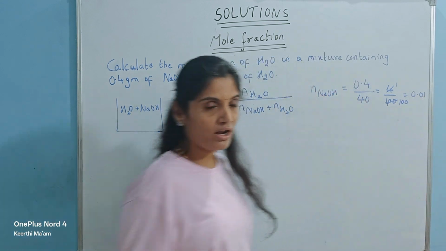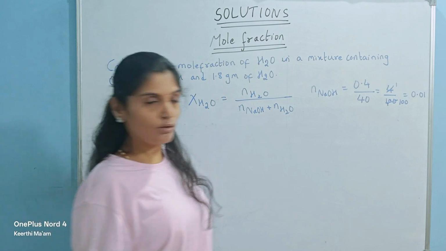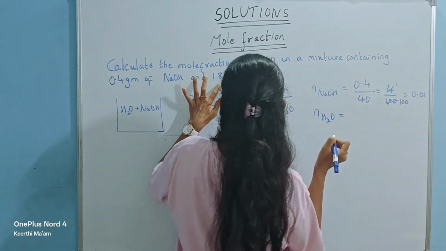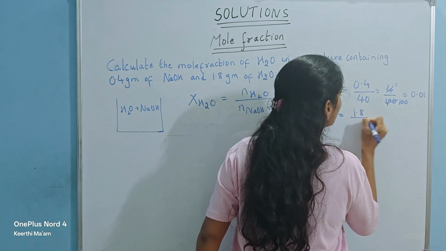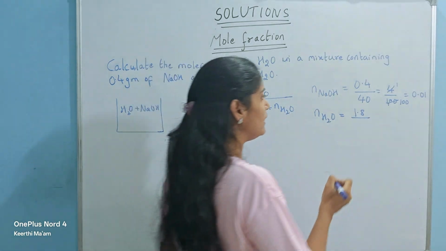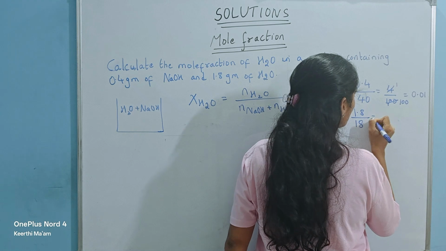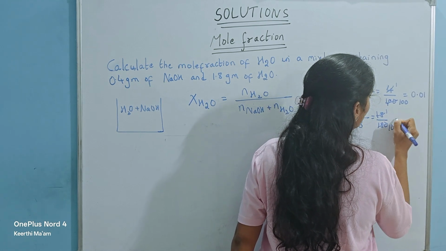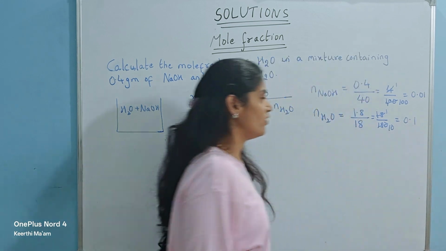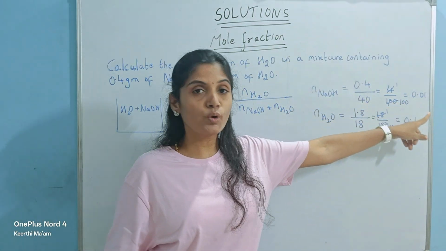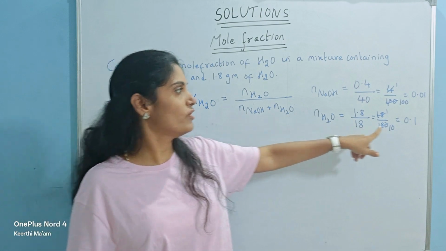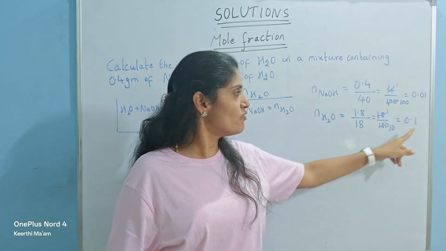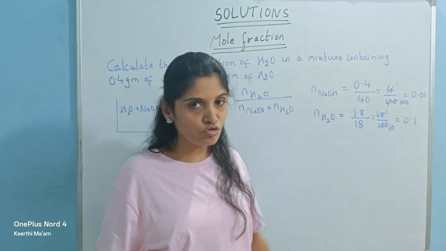In the same way, let me calculate the number of moles of water. The number of moles of water is equal to the mass of water given, 1.8, divided by the molar mass of water, 18. So this will come to 1.8 by 18, which is 1 by 10, that is equal to 0.1. So the number of moles of NaOH is 0.01, and the number of moles of H2O is 0.1.